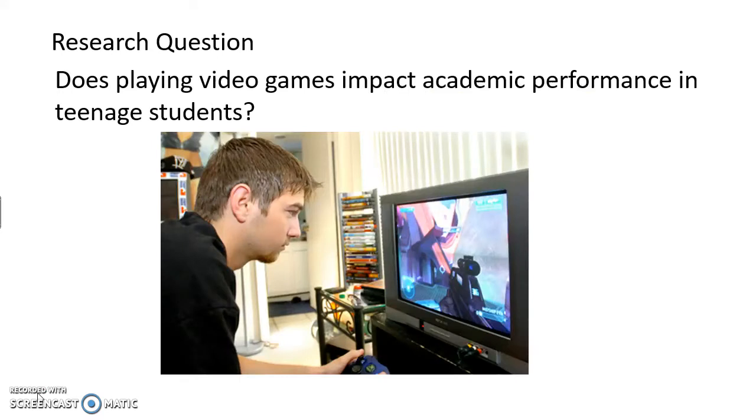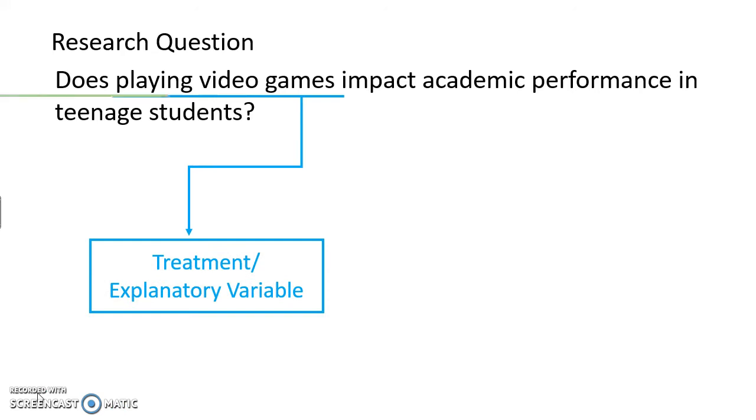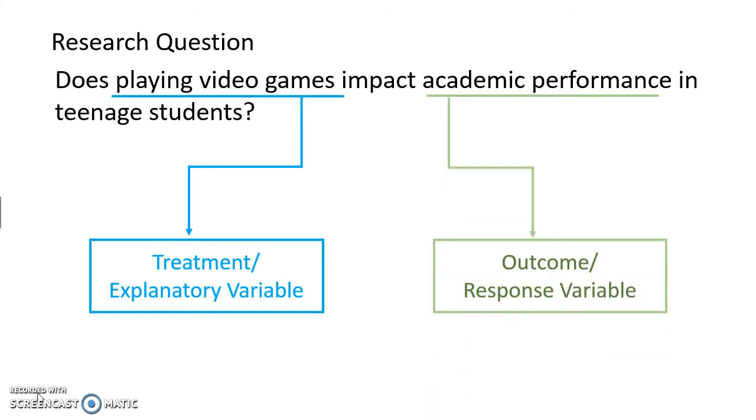Does playing video games impact academic performance in teenage students? The treatment would be playing video games. The outcome would be students' academic performance. We can also think of these two variables as the explanatory variable and the response variable. The explanatory variable is whether or not a student plays video games, while the response variable would be their academic performance, which we can measure based on their GPA. As a researcher, we hope that the explanatory variable might explain the response variable.